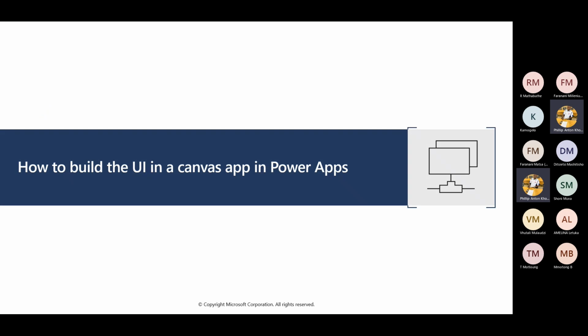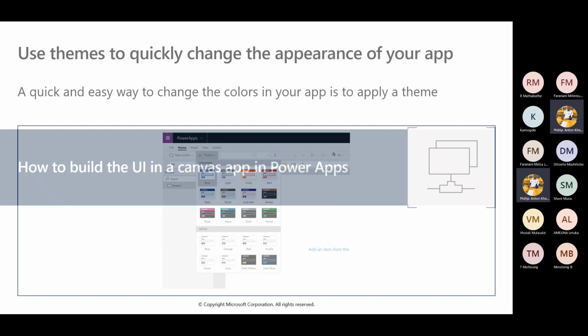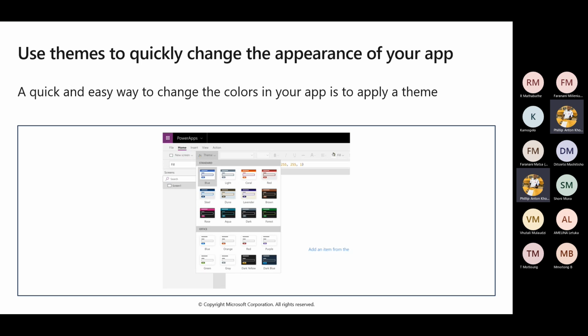Don't worry. Now we are looking at how to build the user interface in a Canvas app in Power Apps. A quick and easy way to change colors in your app is to apply a theme, right? You would have noticed in the first module, we had a dark blue application that I created from a template, and then I changed the theme, and it gave me a darker theme.